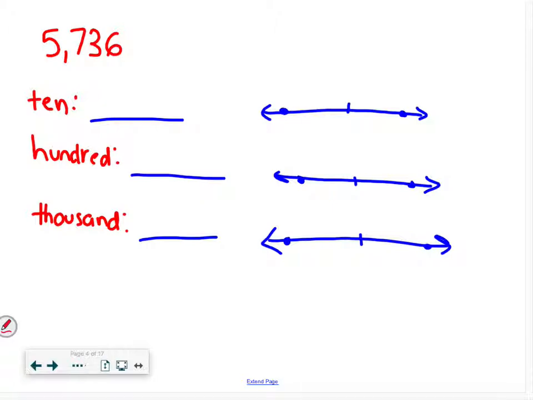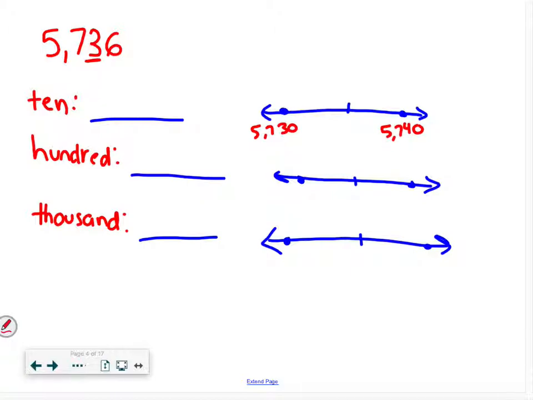Okay, so if I'm rounding to the nearest 10, I'm looking here, and that would be that 3. So I'm either going to keep it at 30, or I'm going to round it up to the next 10, which would be 40. So I'm either going to keep it at 30 or round it to 40. Now here's the thing, though. I can't forget about my 5,700.